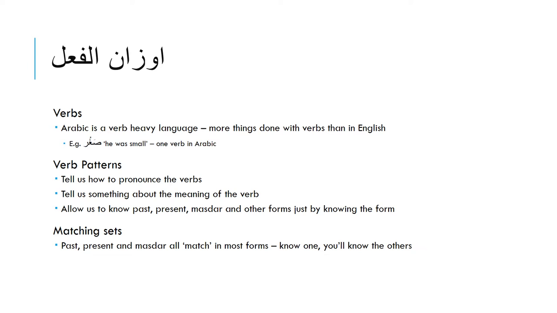Verb patterns tell us how to pronounce the verbs. They tell us something about the meaning of the verbs. They allow us to know the past, present, mustar, and a few other forms just by knowing which particular form, which wezen we're dealing with. All right? They're matching sets. So all verbs that are of wezen 2 will have a similar sounding past, a similar sounding present to one another, and a similar sounding mustar form.